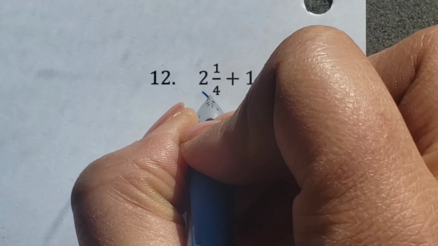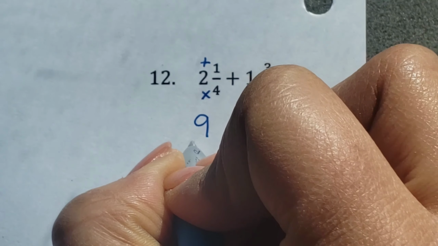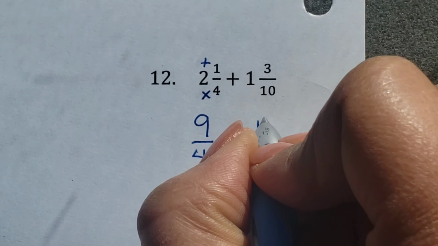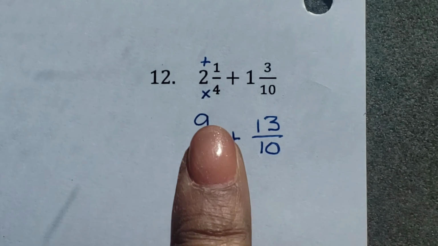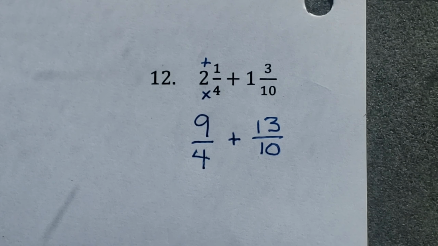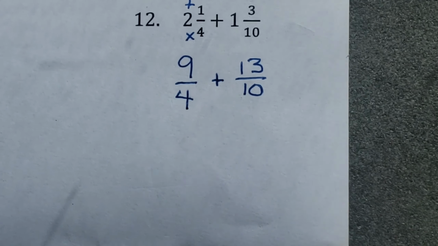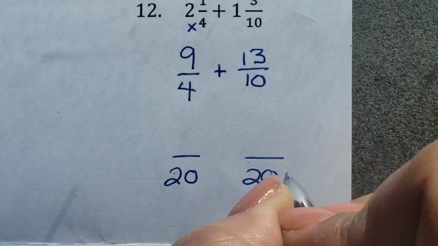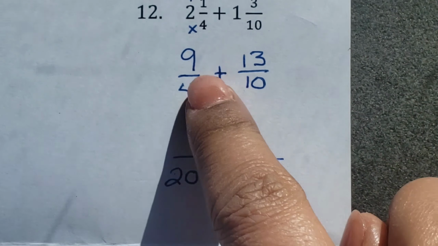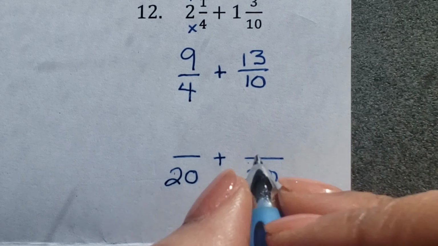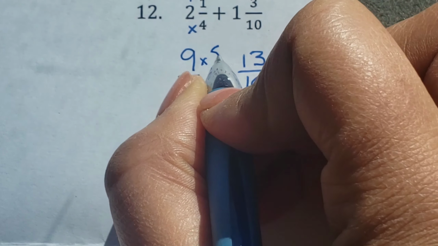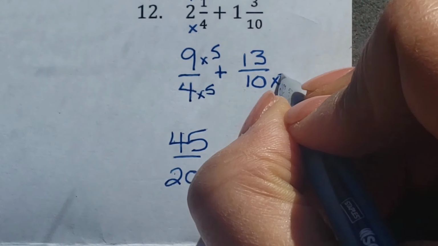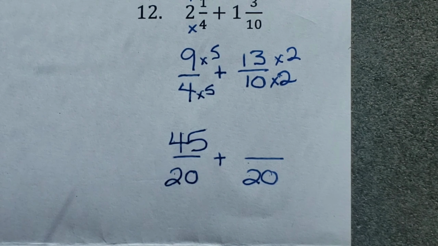Number 12, I'm changing my mixed number to an improper fraction by taking it to Texas, multiplying and adding. For the other side, I get 13 over 10. Now I need to look for my common denominator. This one's a little tricky, but my common denominator for this one is going to be 20. I'm dropping down my plus sign, and then I ask myself, whatever I do to the bottom, I must do to the top. 45 over 20 for the first one, and then 26 over 20 for the second one, because I multiplied by 2.